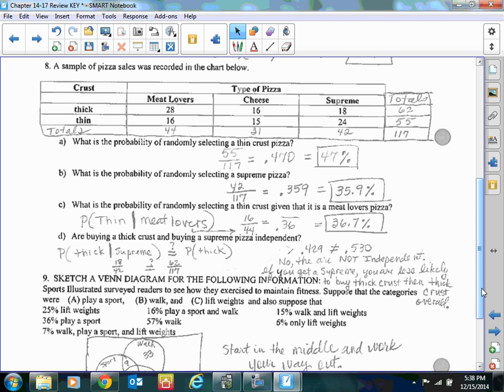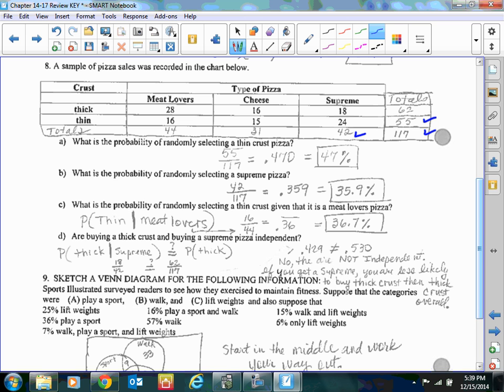So here we have type of pizza and the crust. What's the probability of randomly selecting a thin crust pizza? That's just thin overall, so you had to get those totals. Thin overall was your 55 out of 117. What's the probability of randomly selecting a supreme? So that's supreme overall, so that's your 42 over your 117.